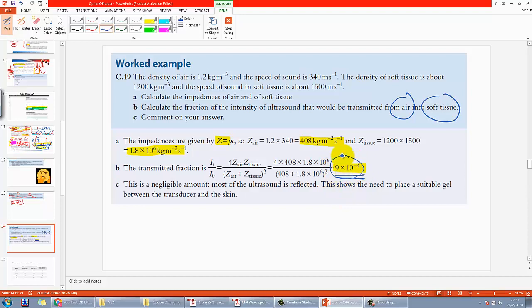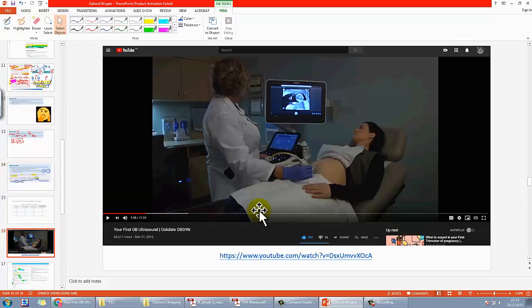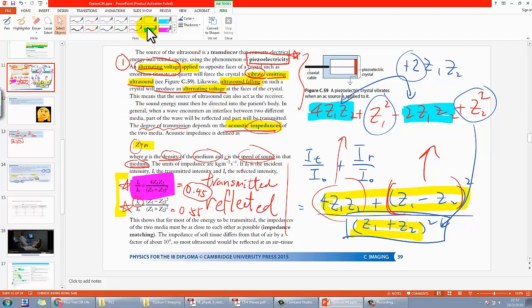The reason why it's very low is because most of it will be reflected, simply because of the impedance difference between them. Therefore it is necessary to put a certain gel between the transducer, that means the probe or the ultrasound device, and the skin. So this is basically the reason why, back to that video, there is some sort of gel put inside. In fact, if you try to look into the equation, let me erase all this first.